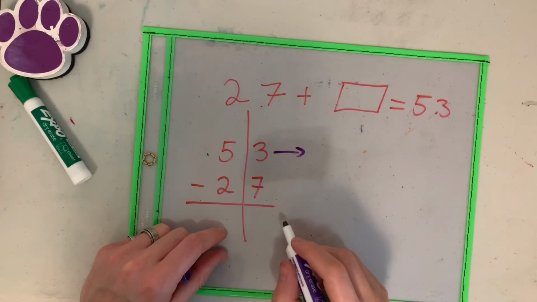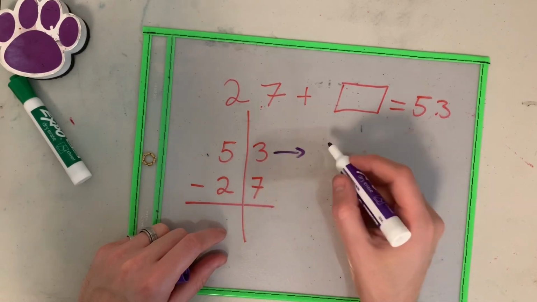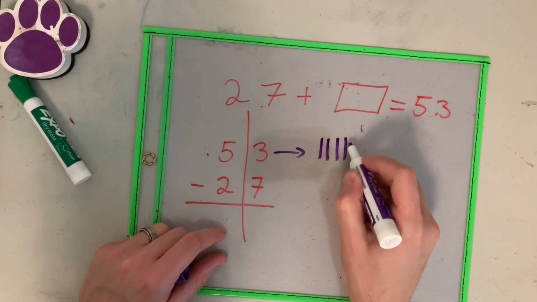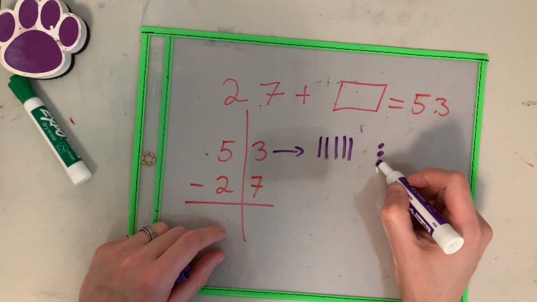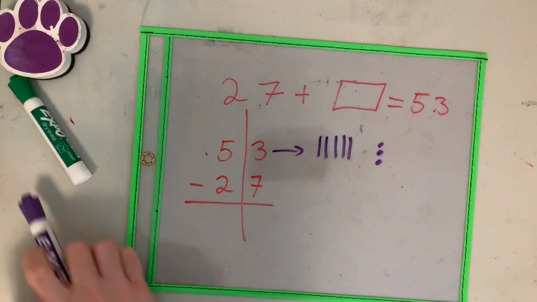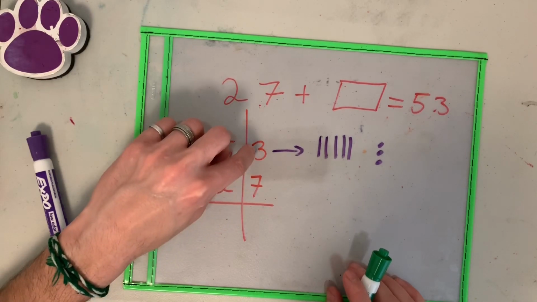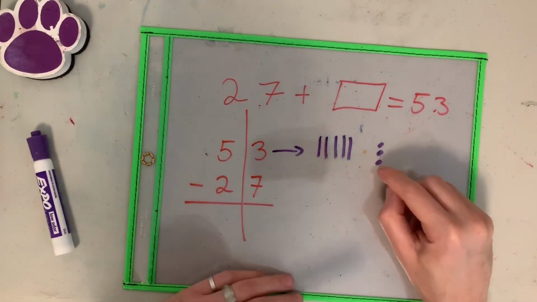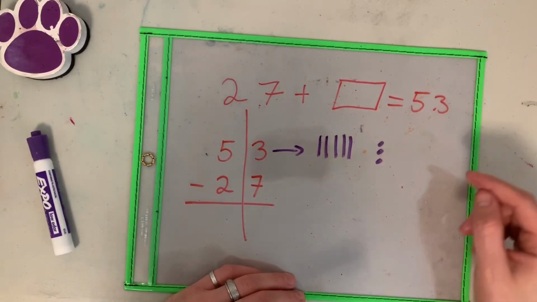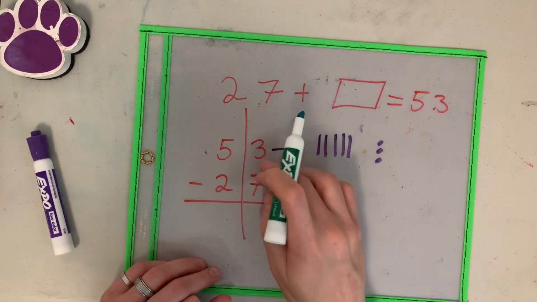Mi pregunta es, my question is, how many tens do I have? 5 tens. 1, 2, 3, 4, 5. How many ones do I have? 3 ones. 1, 2, 3. Good. Question. Can I take away 7? Can I do 3 minus 7? No, I cannot, because if I take away, I have 1, 2, 3, but I cannot take away the rest. So what does the 3 have to do? 3 has to borrow. Tiene que pedir prestado.